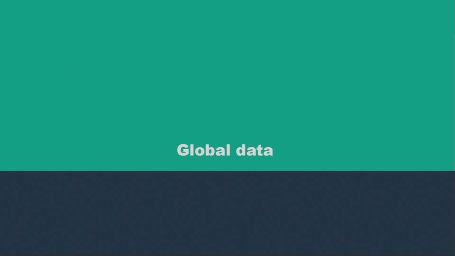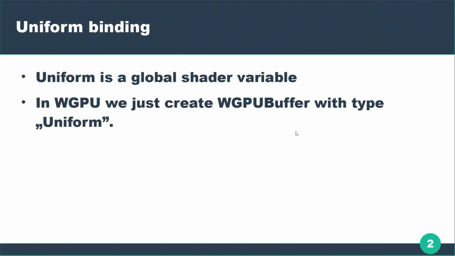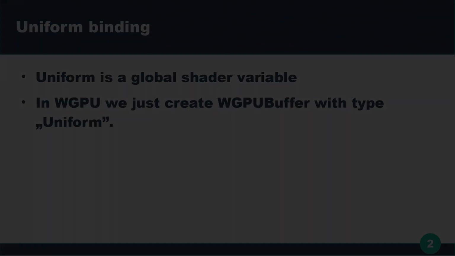So going forward, this is our topic for today, our global data. And here we already mentioned uniform. It's just a global shader variable. And we just create some WebGPU buffer with type uniform. So that's how we're going to pass the data in. So we can start with that, and then we're going to go to the slides as we go.